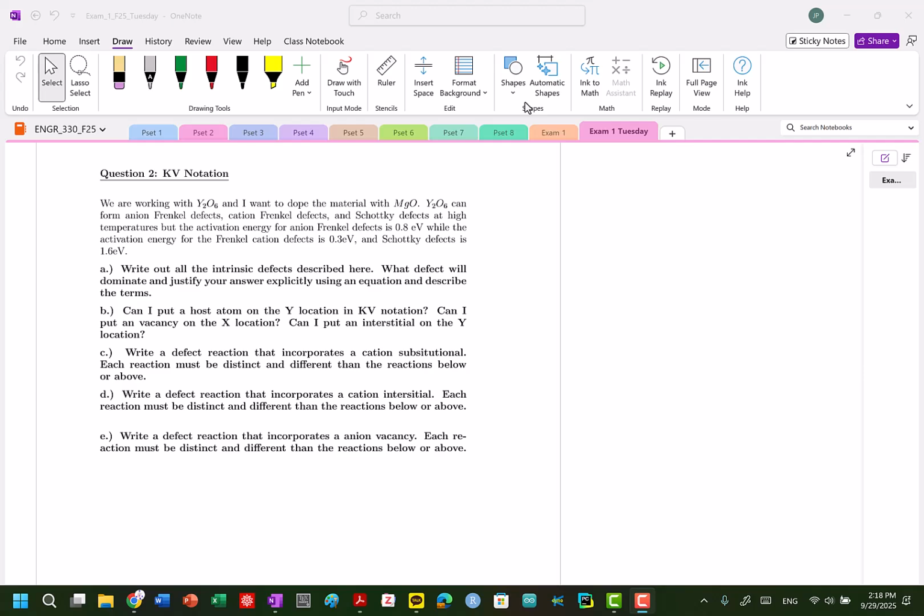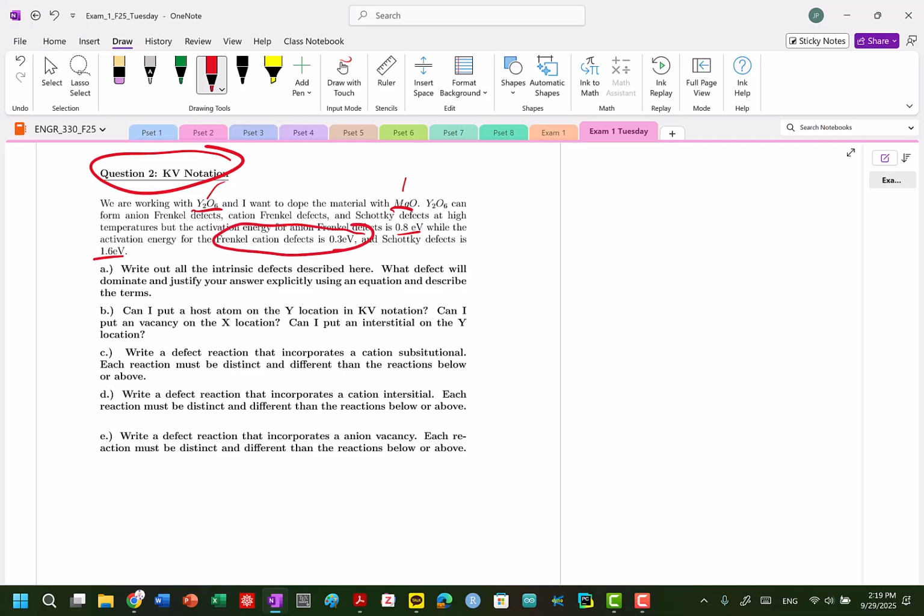All right, everyone, we are back and we are going to go through our Kroger-Vink notation problem on our practice exam. So we're working with this. I want to dope the material with this so we can form anion Frenkel defects. So this is our host. This is our impurity. Let's see here, 0.8, 0.3 here. So Frenkel cations will dominate.